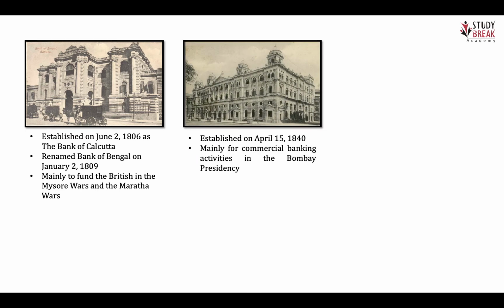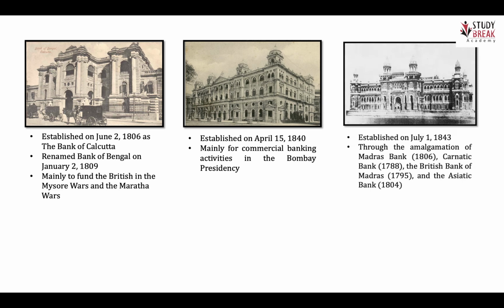So they would take money from, say, rich people who deposited in the bank, and they would fund their military expeditions. Now, after the Bengal presidency achieved prominence, the banks started functioning properly. A major presidency that the British government saw in India was the Bombay presidency, and to maintain the commercial banking activities of the Bombay presidency, the Bank of Bombay was started on April 15th, 1840.